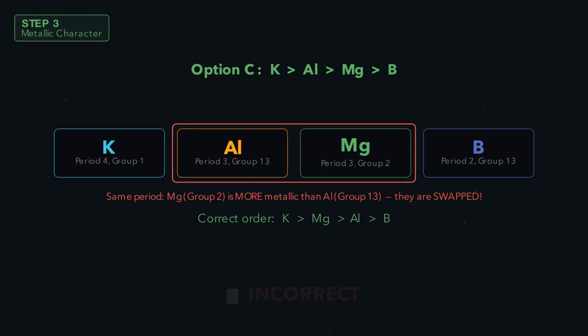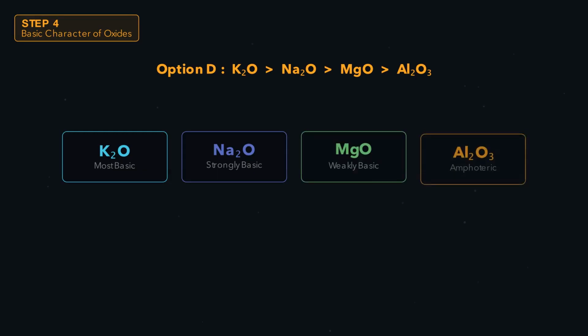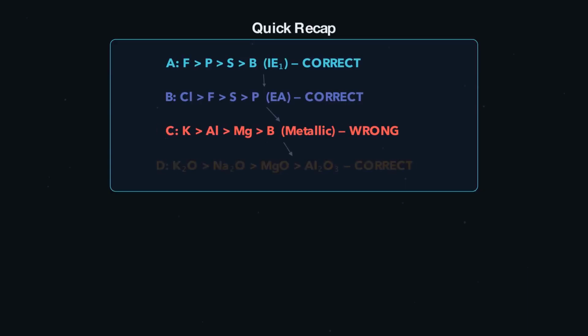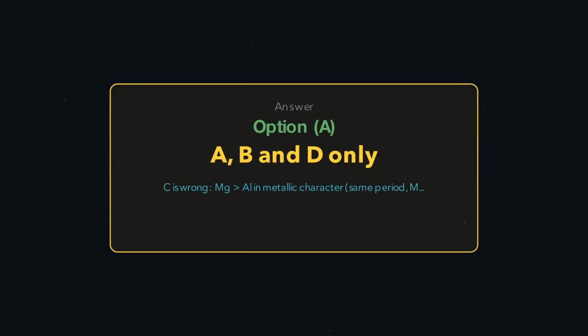Option B says electron affinity follows chlorine greater than fluorine greater than sulfur greater than phosphorus. The counterintuitive part, chlorine beats fluorine, despite fluorine being more electronegative. Fluorine's atomic radius is extremely small, so adding an extra electron into that crowded 2p orbital causes severe electron-electron repulsion. Chlorine is larger and accommodates the new electron much more comfortably. Phosphorus has the lowest electron affinity because its stable half-filled 3p resists gaining an electron. This trend is also correct.